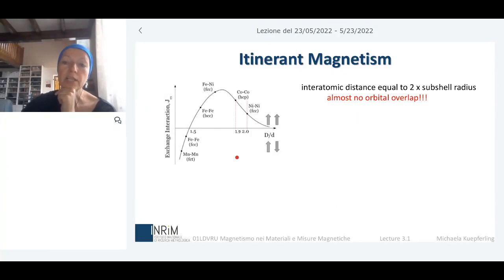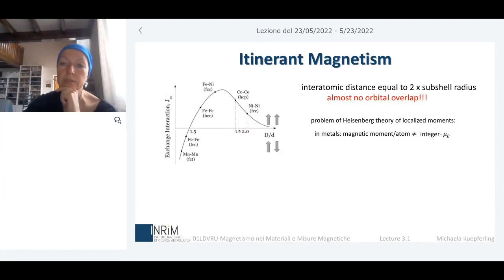So why? Because actually, also in iron, nickel, and cobalt, there's almost no overlap between the orbitals. So we cannot describe magnetism in iron, cobalt, and nickel by the classical Heisenberg type of exchange interaction, because this would require the overlap, of course, of wave functions. One point that was immediately puzzling to scientists was the fact that, in these elements, metals, the number of magnetic moments per atom is not an integer number of mu Bohr.